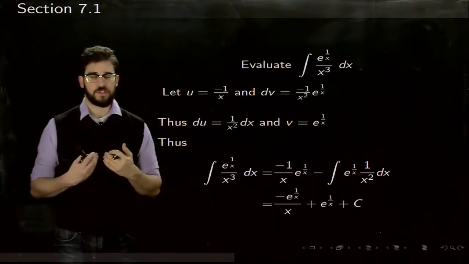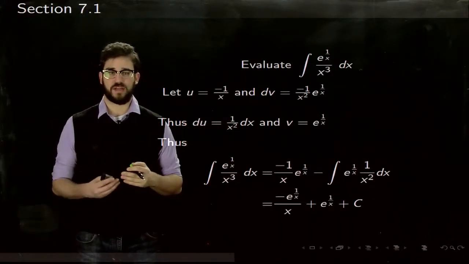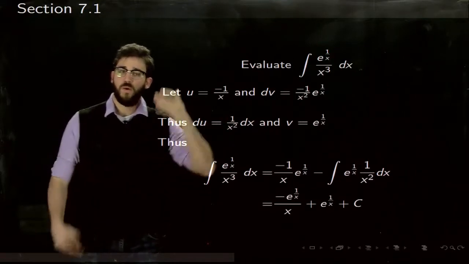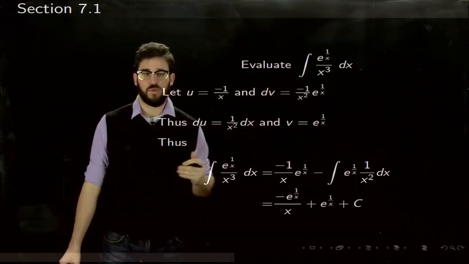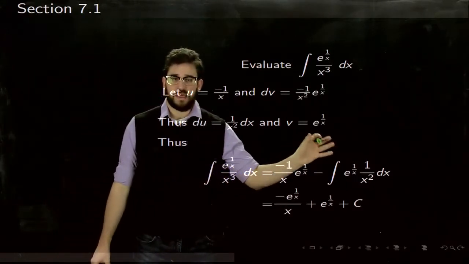When I first looked at this problem, my gut instinct was not to split up the fraction this way. But then I thought, what are the properties of e to the 1 over x? And I thought about the chain rule. And then this hit me.